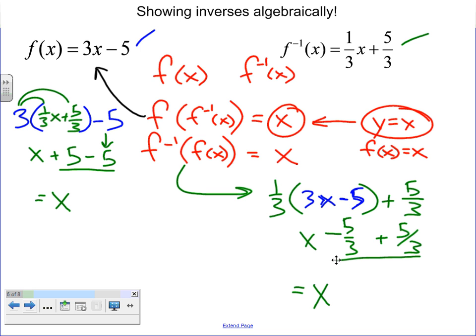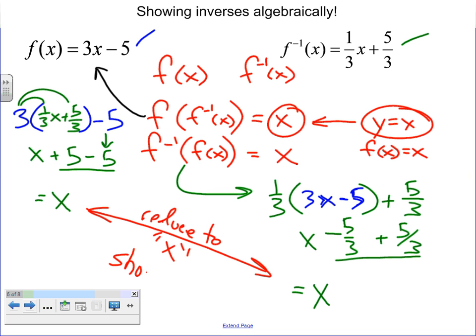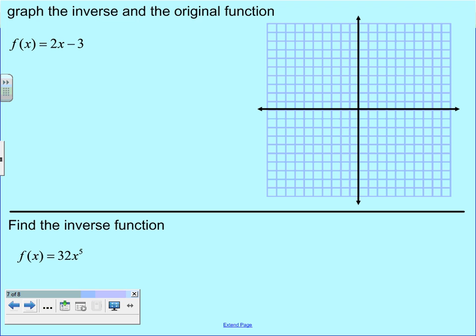So being that these two things reduce to just x shows that they are inverses. Okay, so that's one way algebraically to show it. Obviously, we can see it on the graph, but algebraically, notice we didn't graph anything here, and that's what it looks like. What I want you to do is try a couple runs. First, take this equation here and graph the original equation and graph the inverse. And then down below here, I just want you to find the inverse function. So here we give you x to the 5th power with a coefficient in front. Find the inverse, what that looks like.